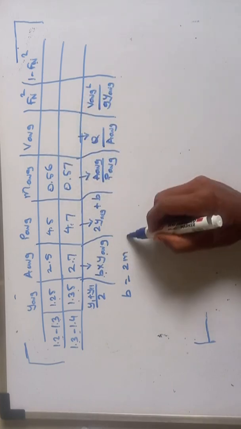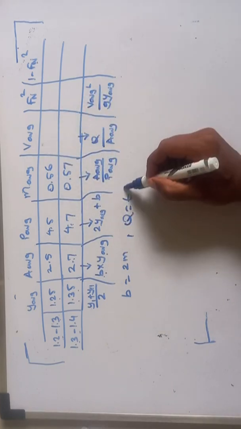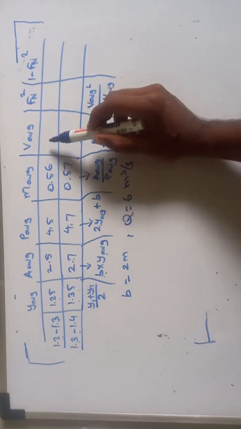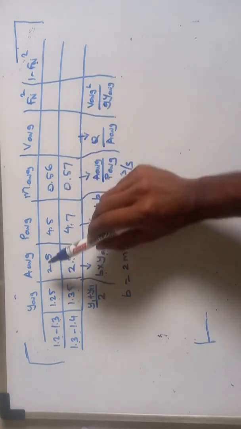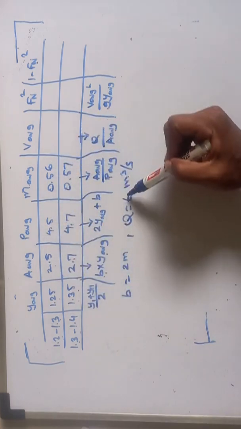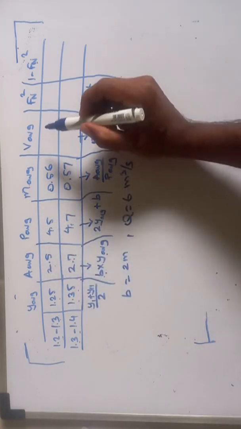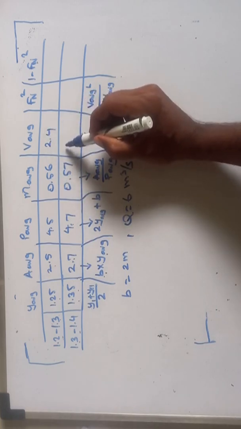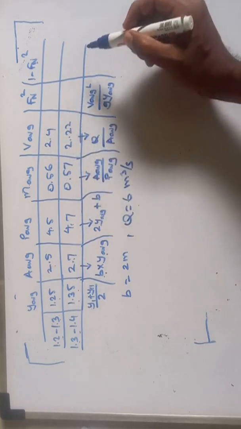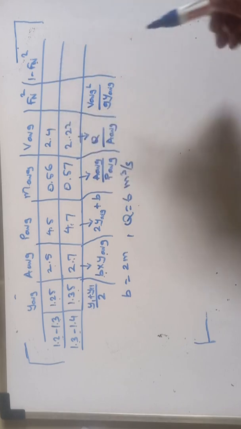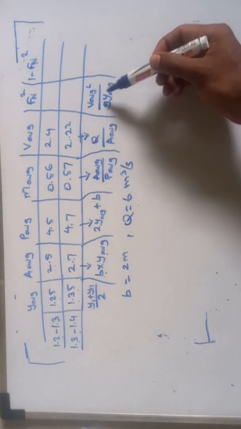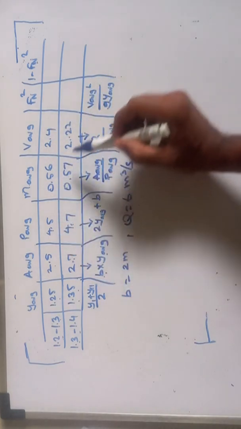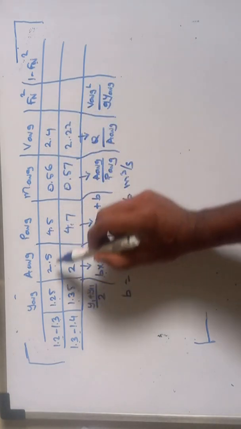Then V average. Discharge is given as 6 m cube per second. So I know the discharge, and I know the value of A average. By using discharge and A average, I calculate V average, which is 2.4 here and 2.22 here. Then I need the Froude number. For the Froude number formula, Froude number square equals V average square divided by G into Y average. I know V average. G value is 9.81. I know Y average.